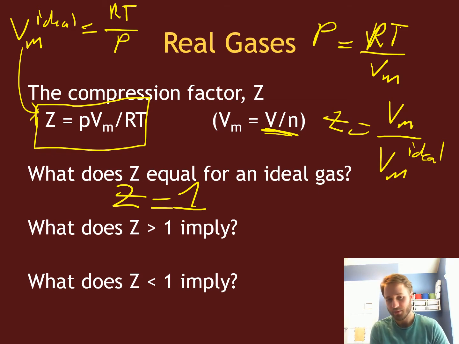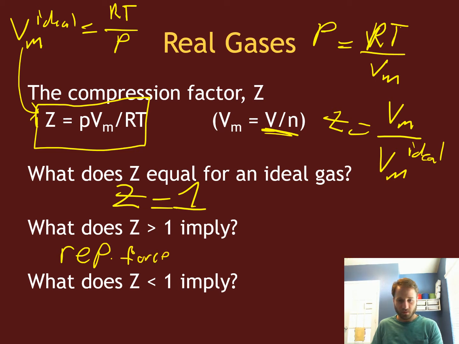Looking at it that way, if Z is greater than 1, that means the numerator is larger than the denominator. That means my molar volume is greater than that of an ideal gas. If your molar volume is greater than that of an ideal gas, your gas is expanded more. It wants to be further apart. Atoms and molecules do not want to be near each other, so it takes up more space. That means that repulsive forces dominate. So if Z is greater than 1, that implies that repulsive forces dominate.